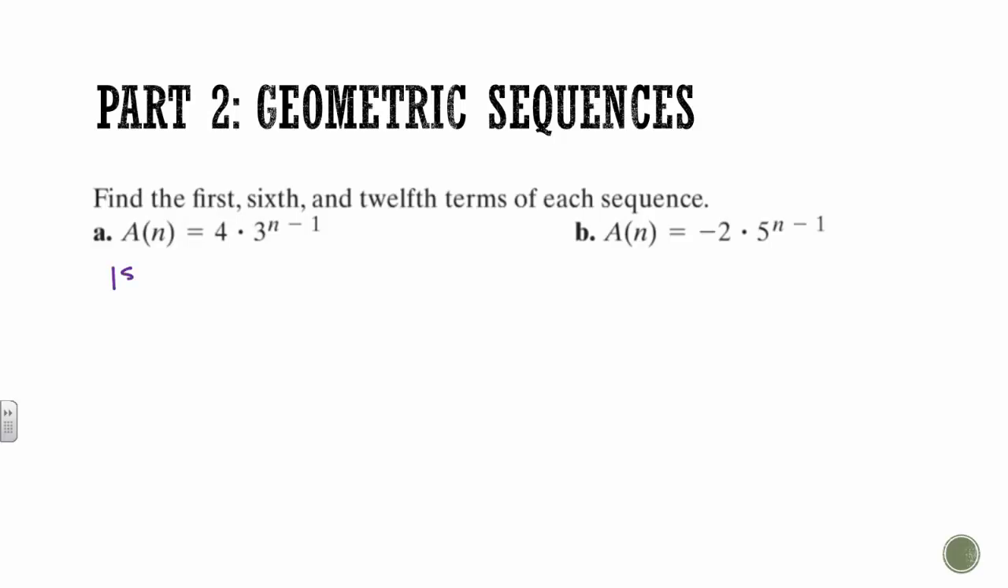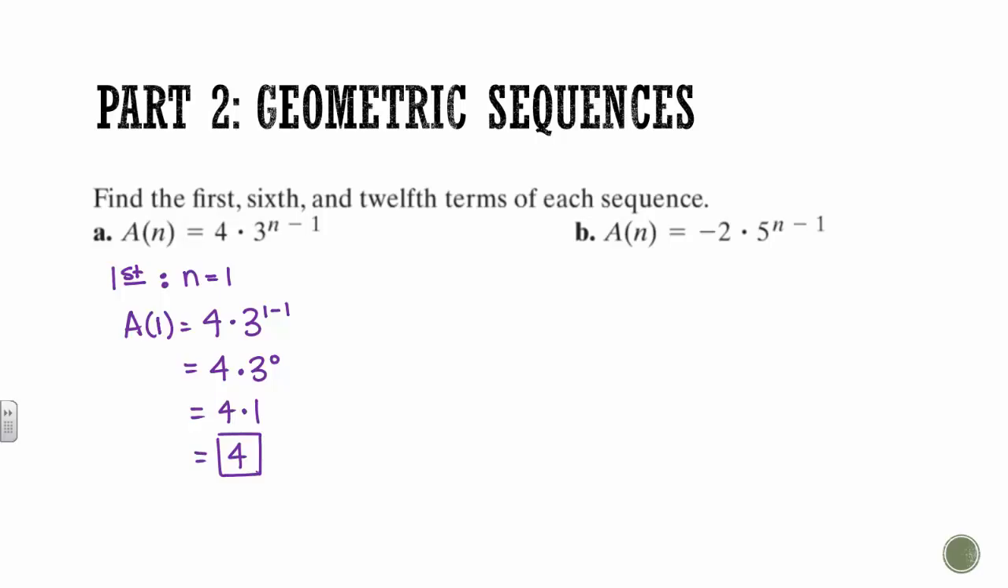So our first term, we would plug in 1 for n. So I have a of 1 equals 4 times 3 to the 1 minus 1 power. 4 times 3 to the 0, which is just 4 times 1, or 4. So our first term is 4.